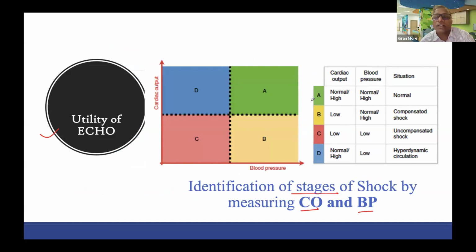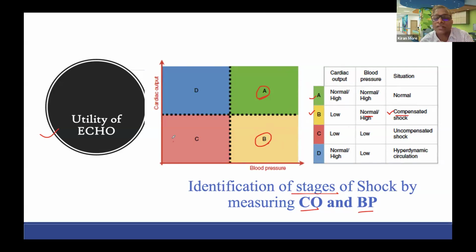So in a normal status, which is the green, you have a normal blood pressure, normal cardiac output. So no worries. In B, where you have a low cardiac output, but blood pressure is high, this baby is compensated. And we saw this can happen with a baby with cardiogenic shock or hypovolemic shock, where they have high SVR and their compensated blood pressure might be normal.